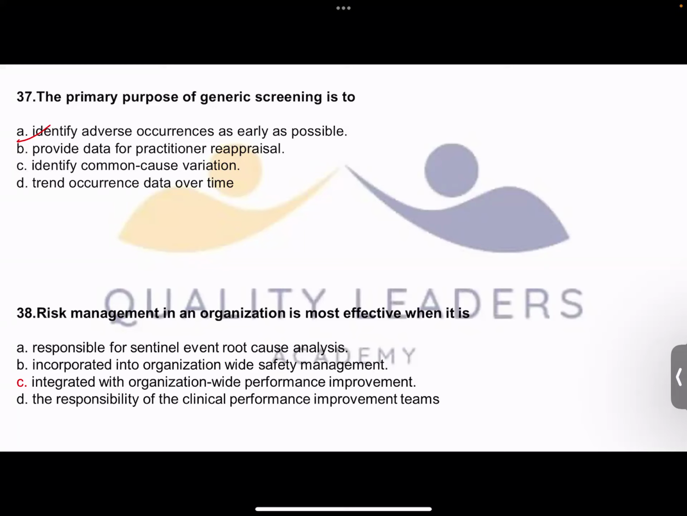For letter B, focusing solely on safety management narrows the scope. Only safety. Risk management should encompass all aspects of performance, including financial, operational, and clinical risks. For letter D, this is also incorrect because limiting risk management to clinical performance teams neglects its applicability to other areas like finance, administration, and facility operations. Okay, letter C is the correct answer.